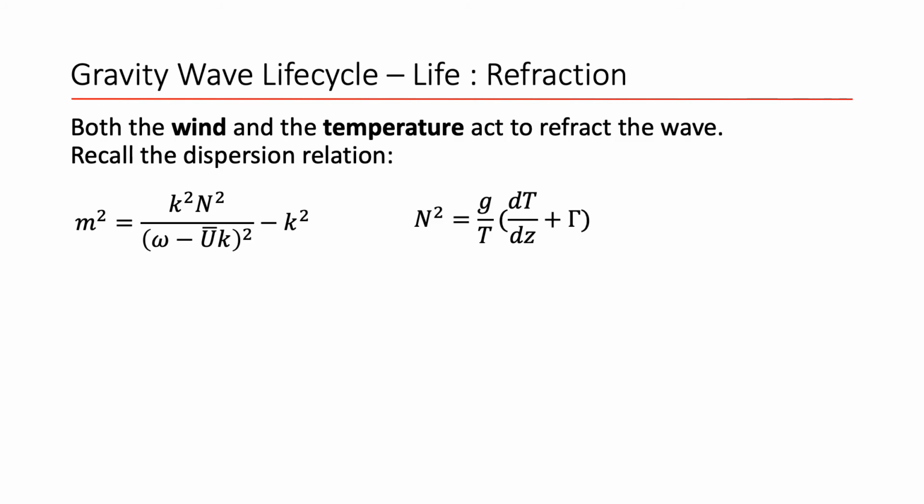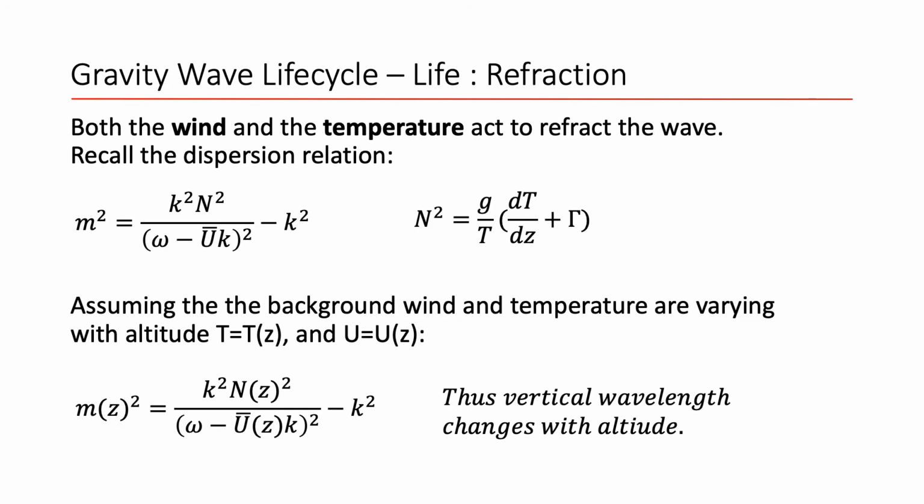If we look at the dispersion relation on the left hand side, you can see you have this N squared term and the u bar term. The N squared is proportional to the temperature gradient, and u of course is the mean wind. So if we assume that the background wind and temperature are varying with altitude, i.e. a function of z, then we end up with a vertical wave number which is also a function of z. So the vertical wavelength is changing with altitude dependent upon how N and u bar change with altitude.